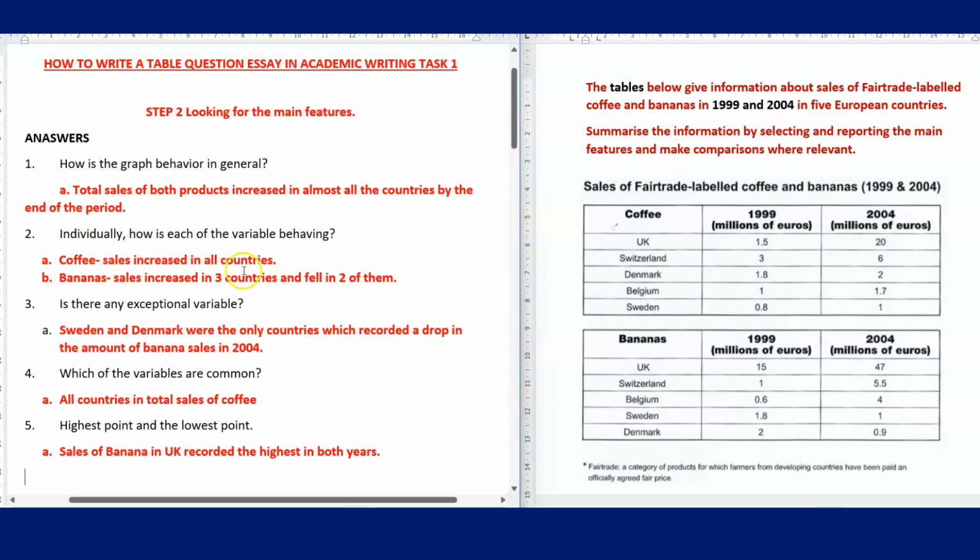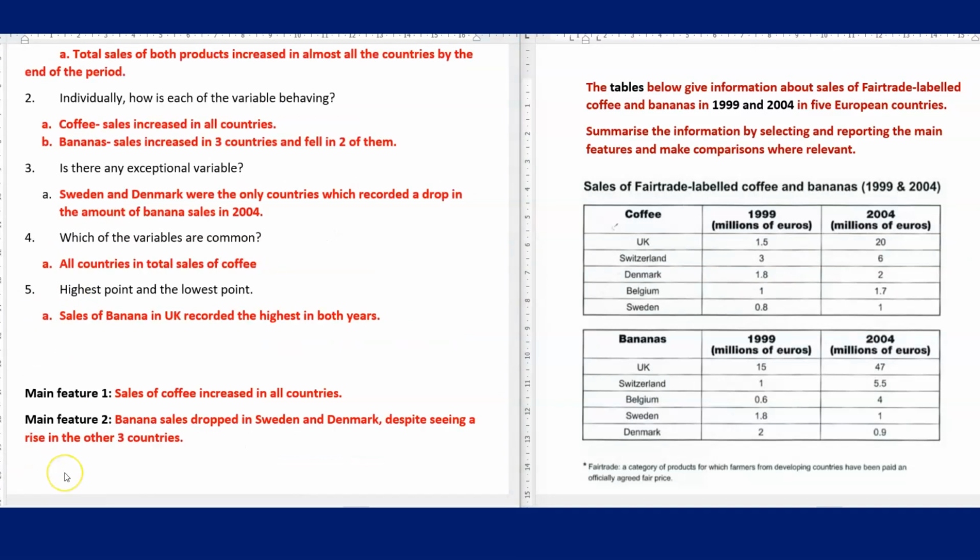We've got increase in all, just 3, and 2 of them we've got this to be the only countries, and this is very important here. We have to just talk about. Okay, so we can get 2 major features out of this. So let's write down our main features. We can get a lot of key features from all these questions.